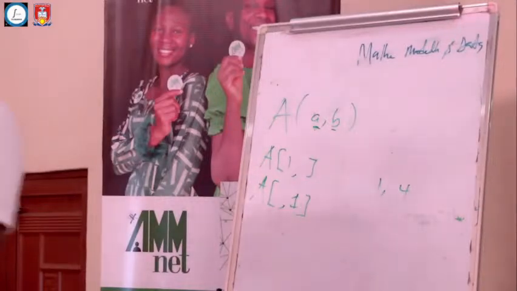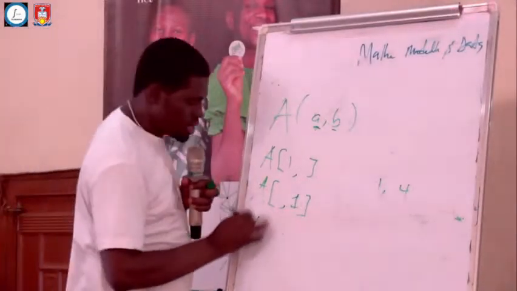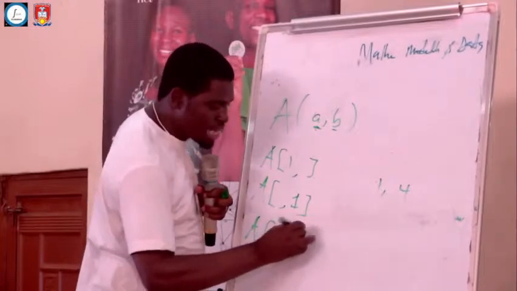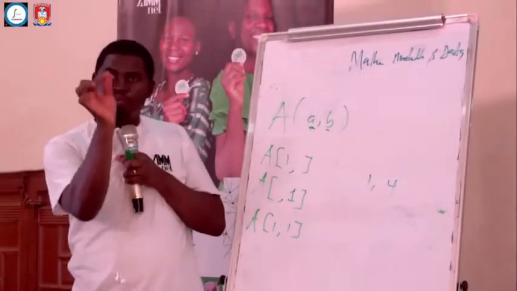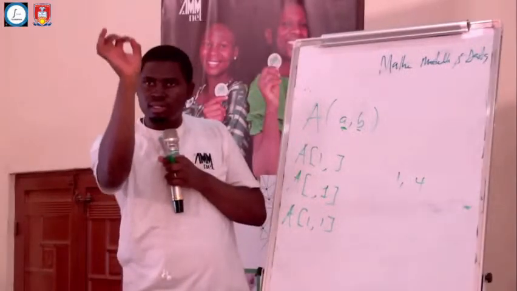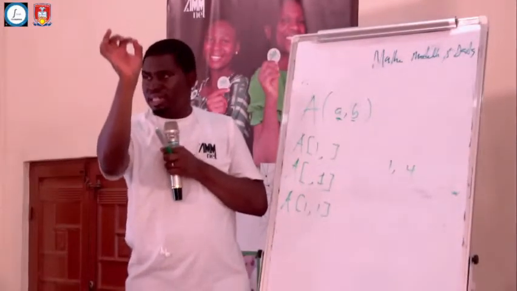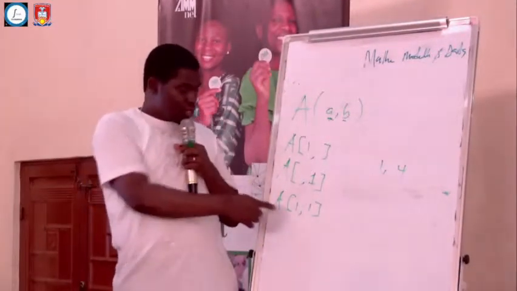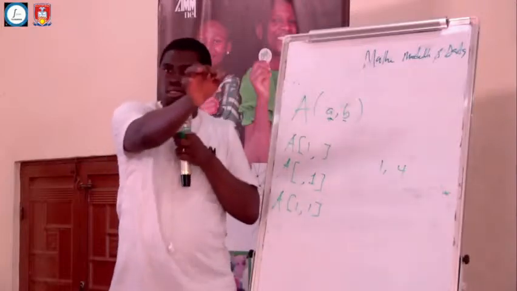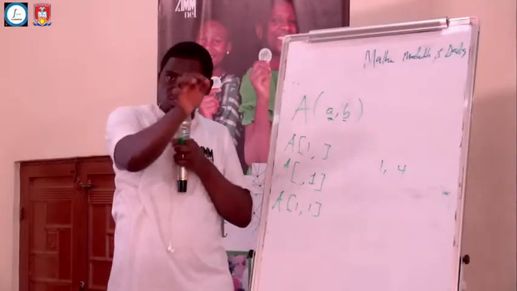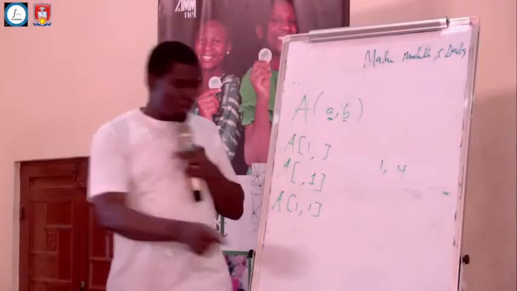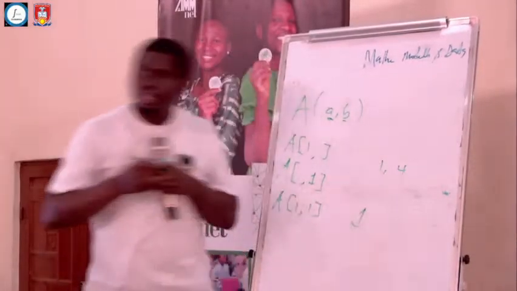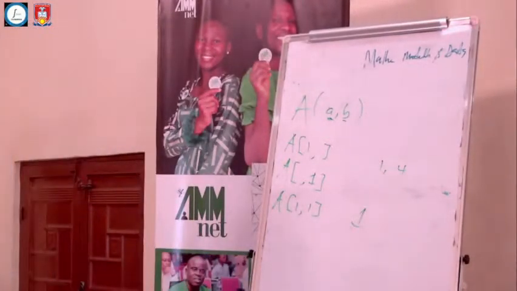Now, if I specify A[1,1], what am I saying? That means row 1, column 1. This time around, I'm expecting just an element, isn't it? Because it's already specific to a point. That is the first row and first column. That's just going to be one element. What is that? 1. That's equal to 1. Thank you.